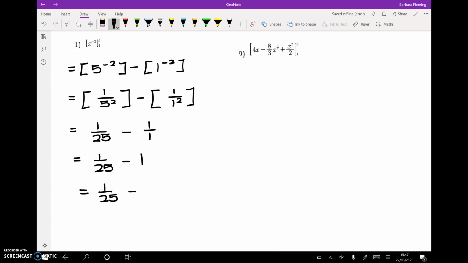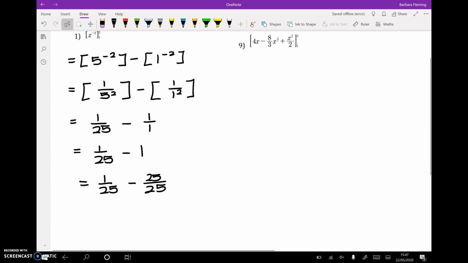The number 1, if we wanted to get that with a common denominator, is 25 over 25. 25 divided by 25 is 1. 1 take away 25, so subtract your numerators, you're going to get minus 24 over 25. And that's you done for that one. It's really common at Higher not to get really nice integer answers. Often you get lots of fractions and lots of negatives about the place.